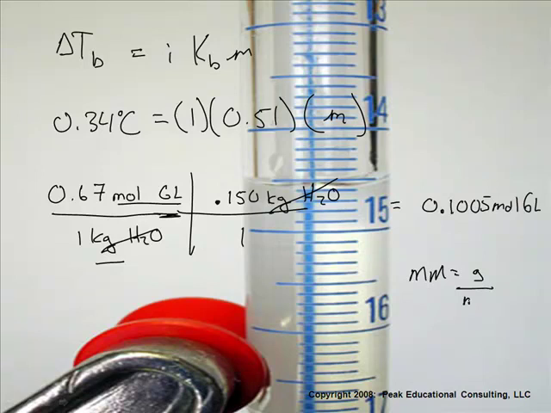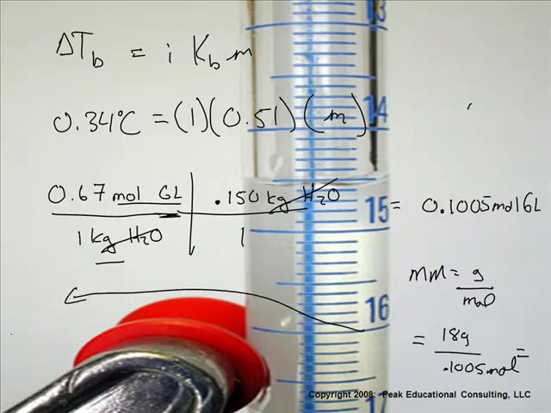Now remember, molar mass is grams per mole. Now our grams from our problem was 18, divided by 0.1005 moles. About 180, I can do that in my head. The molar mass is equal to 180 grams per mole.